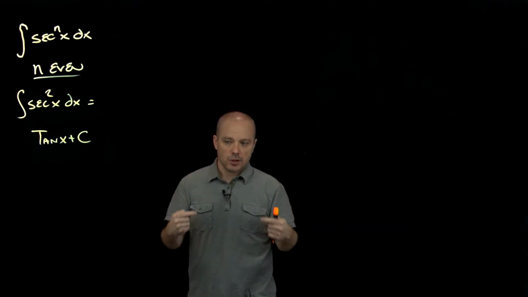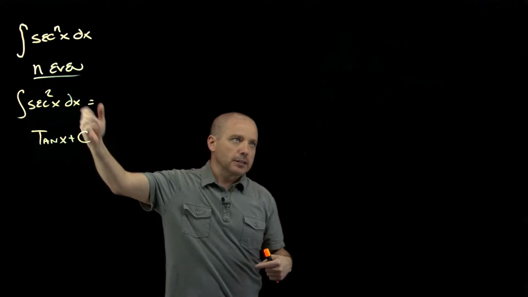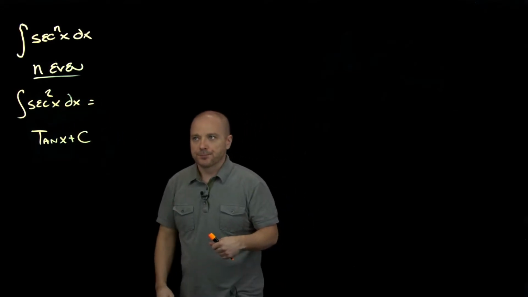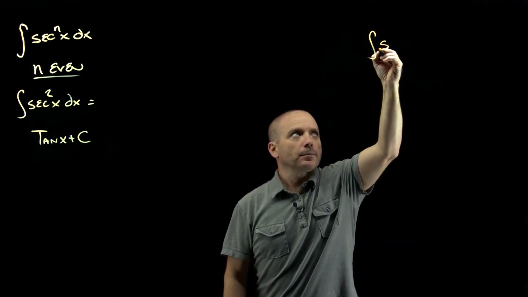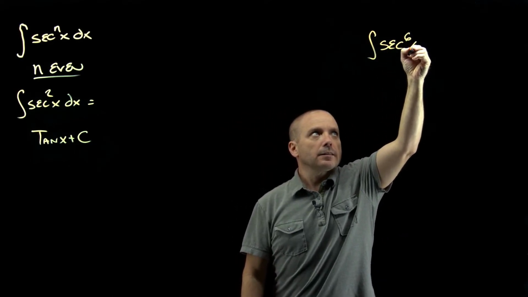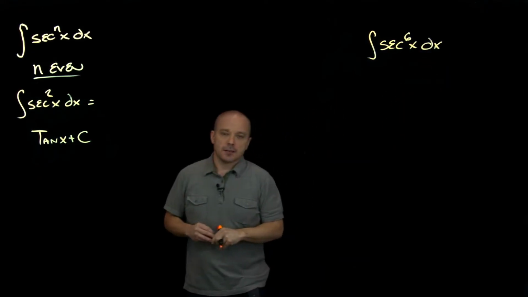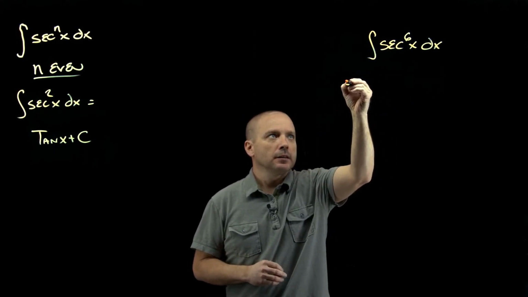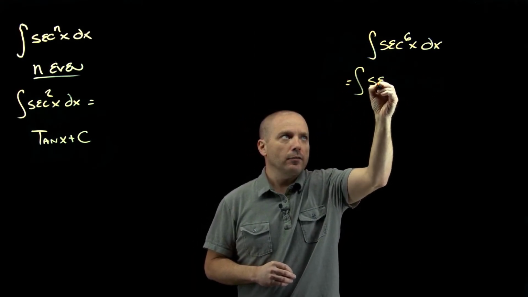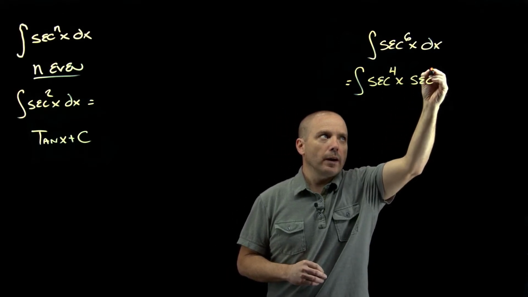Every time you do it, you're going to lower the degree of the integral by 2 so that you eventually get down to an even degree. So let's start with, say, secant to the 6th. All right, and the idea is we're going to factor off a secant squared from that. So that becomes secant to the 4th secant squared.